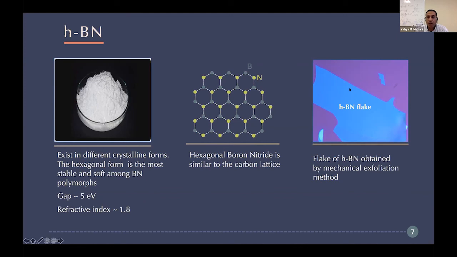What I show here is a flake of hexagonal boron nitride, also obtained by mechanical exfoliation. So we will obtain graphene by exfoliation, and hBN by exfoliation as well, and then the idea is to combine them, to sandwich the graphene sheet between 2 layers of hBN.